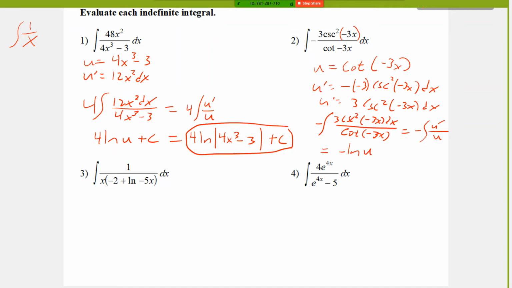So if we integrate u prime over u, I'll get natural log u. And then I've got that negative on the outside that we just pulled out. So this is negative ln u plus c. And then last step, we can go back and sub for u. Our u is cotangent of -3x. This is negative natural log of cotangent of -3x plus c. Okay, any questions on 1 or 2?